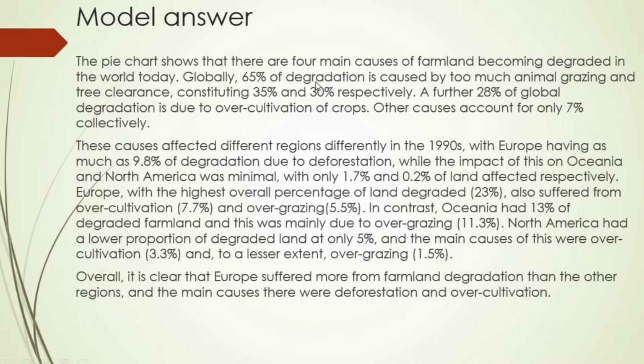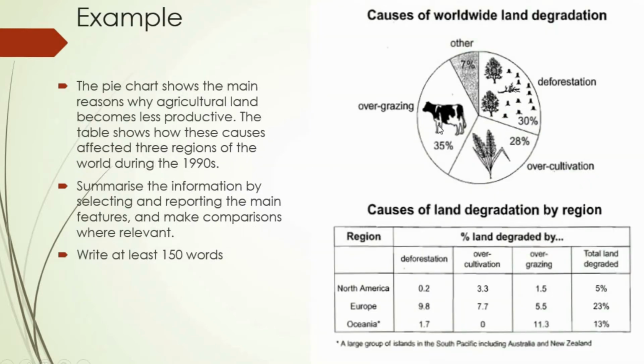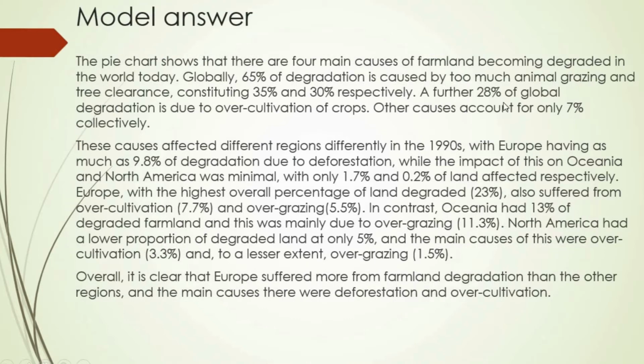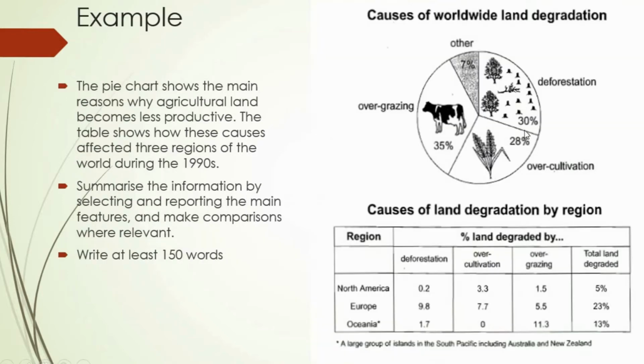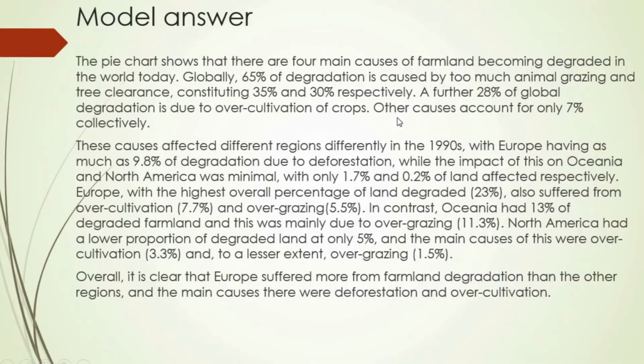Globally, 65% of degradation is caused by too much animal grazing and tree clearance, constituting 35% and 30% respectively. Now, this is kind of a combined figure of overgrazing and deforestation, and then bifurcating it into 35 and 30%. A further 28% of global degradation is due to overcultivation of crops. We can see here 28% overcultivation. Other causes account for only 7%.